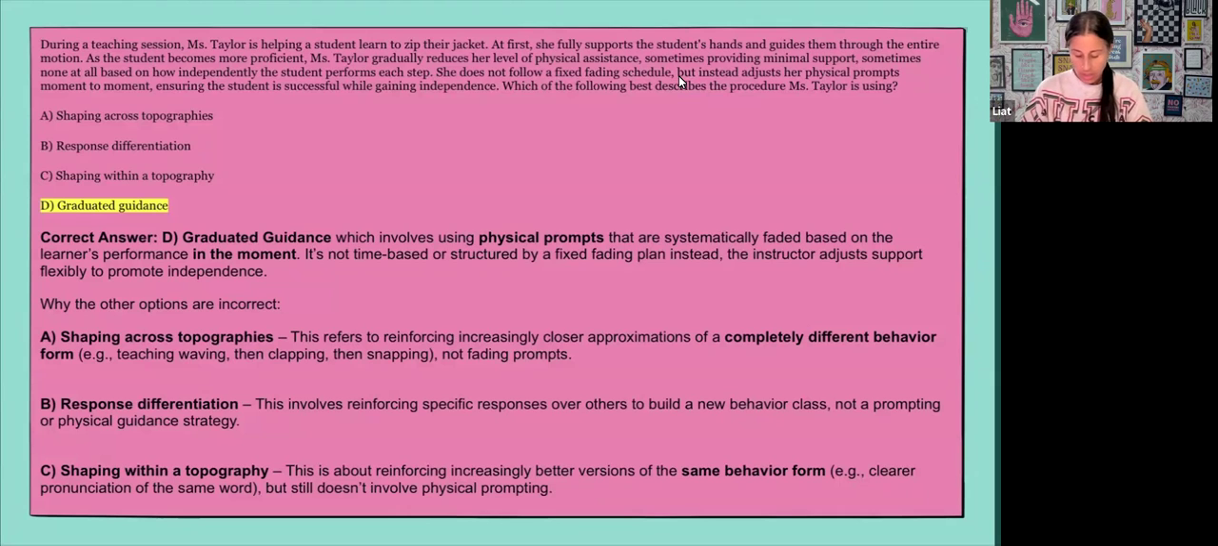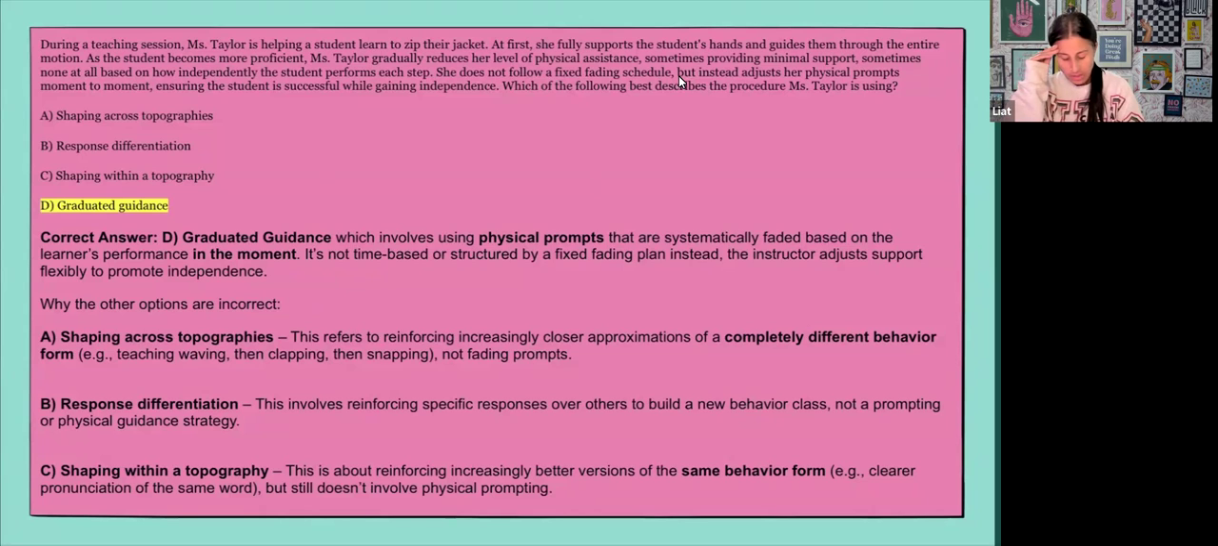During a teaching session, Mrs. Taylor is helping a student learn to zip their jacket. At first, she fully supports the student's hands and guides them through the entire motion. As the student becomes more proficient, Mrs. Taylor gradually reduces her level of physical assistance, sometimes providing minimal support, sometimes none at all, based on how independently the student performs each step. She does not follow a fixed fading schedule, but instead adjusts her physical prompts moment to moment, ensuring that the student is successful while gaining independence. Which of the following best describes the procedure Mrs. Taylor is using?